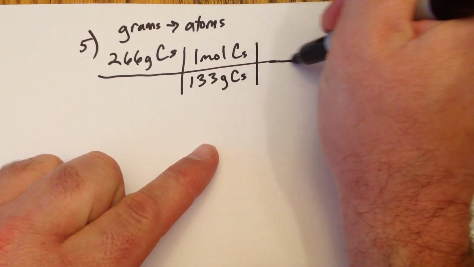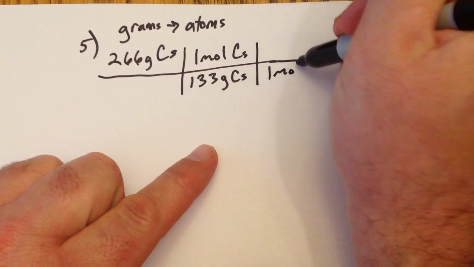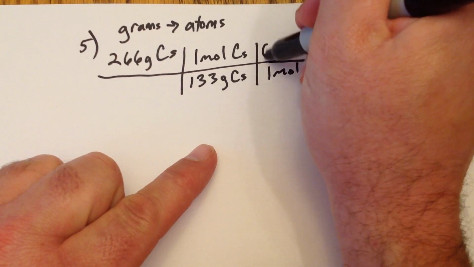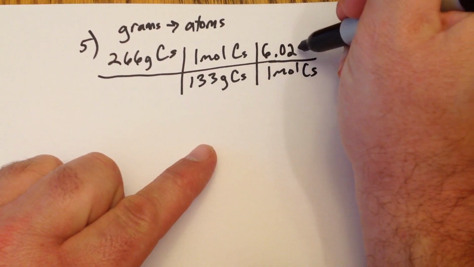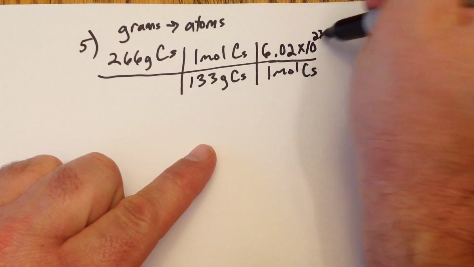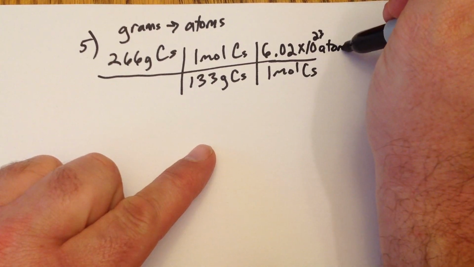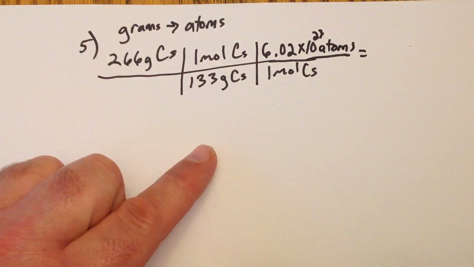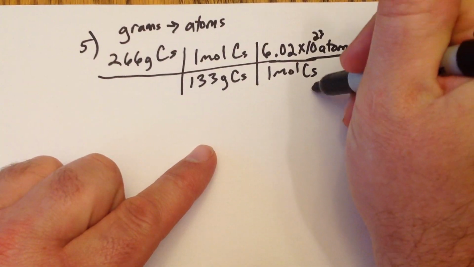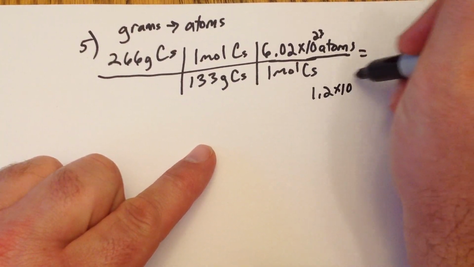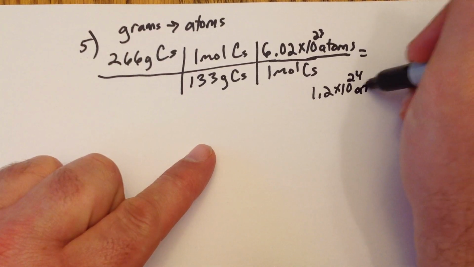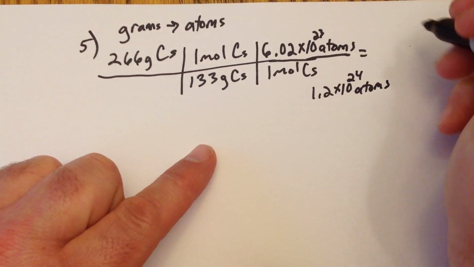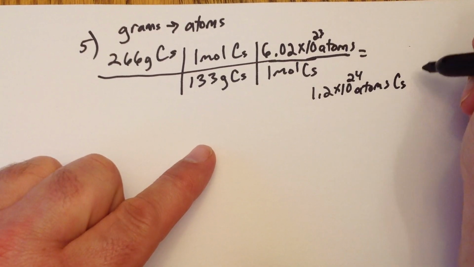But from the previous problem, we remember that 1 mole of anything equals that magic number again, 6.02 times 10 to the 23rd. Okay, so that would just give us a final answer of 1.2 times 10 to the 24th atoms of cesium.